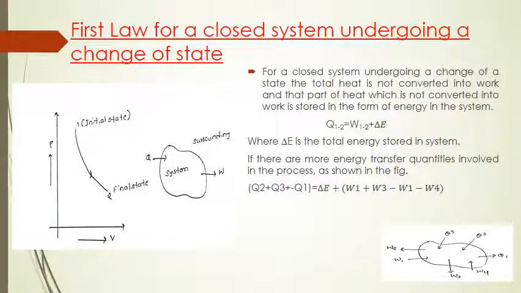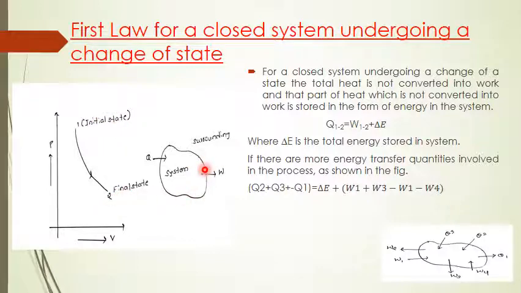Now let us have a look at the first law for a closed system undergoing a change of state. In the last case, we saw the first law for a closed system undergoing a cycle. Now we are discussing a closed system undergoing a change of state. That change of state is represented by the process in this PV diagram. In the process 1 to 2, 1 is the initial state and 2 is the final state.